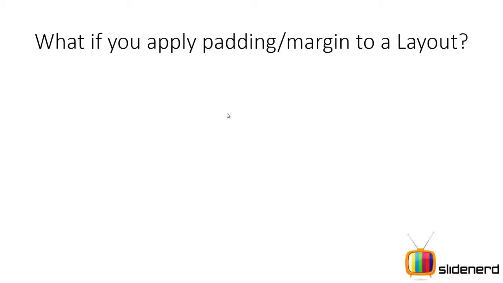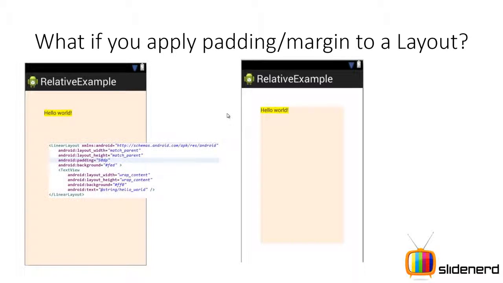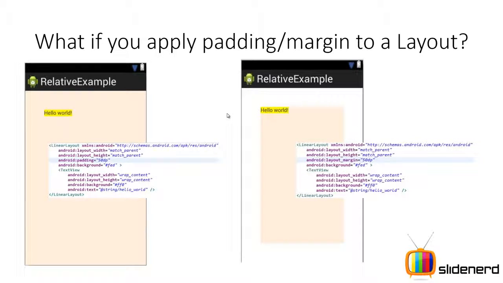So what happens when you apply padding or a margin to a layout? Let's see the effect of that. I have an image over here and another image over here. You can see some difference between both of them. The code for the left one is something like this, and the code for the right one is something like this. Here I have a linear layout and I've applied a padding of 50 dp, and here I have the same linear layout and I have applied a margin of 50 dp.